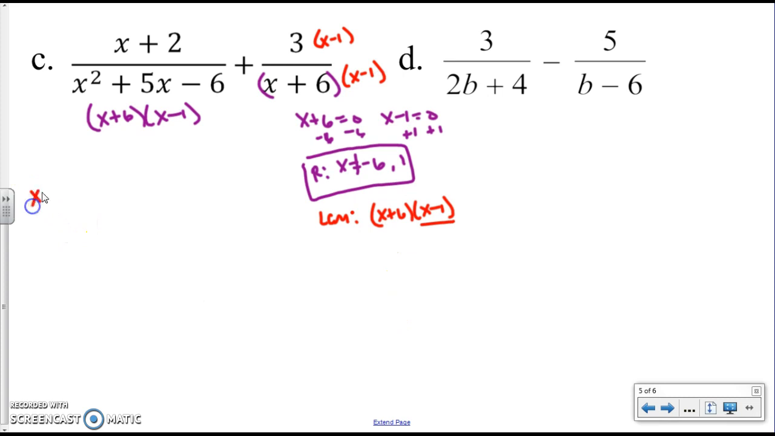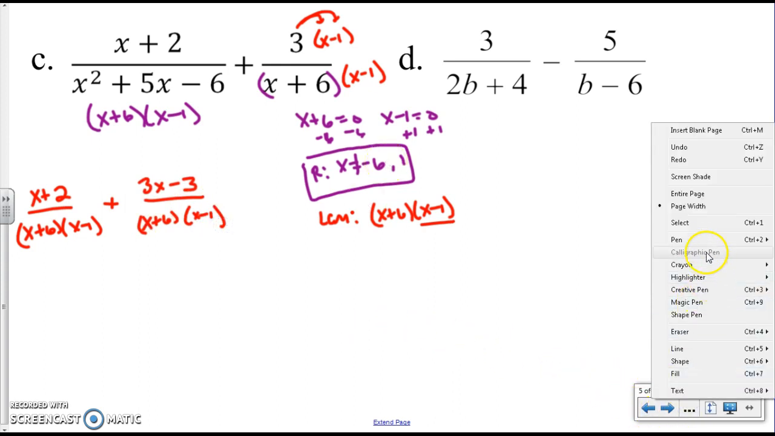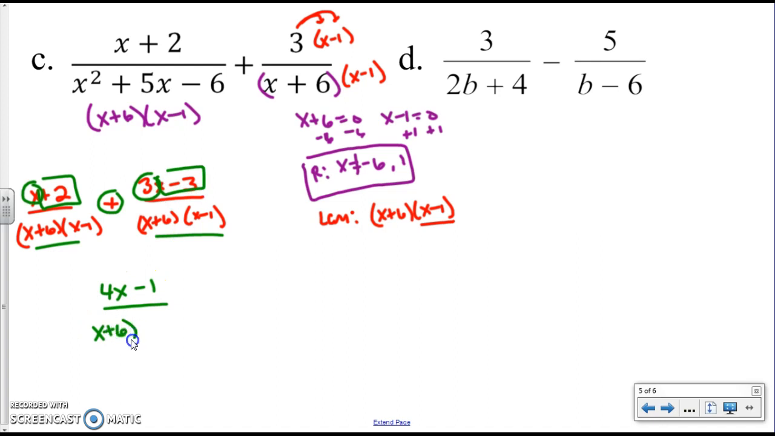So I'm going to multiply both the top and the bottom of the second fraction by x minus 1. My whole first fraction stays the same: x plus 6 and x minus 1 on the bottom, x plus 2 on the top. The second fraction, I'm going to simplify the numerator, so 3x minus 3 when I distribute. On the bottom, I now have x plus 6 and x minus 1 because I multiplied both the top and the bottom. After I have common denominators, I can combine like terms. I'm going to combine 1x plus 3x, so 4x there, and then I have 2 plus -3, which is -1. My denominator will stay the same.